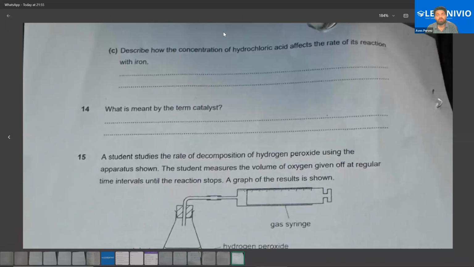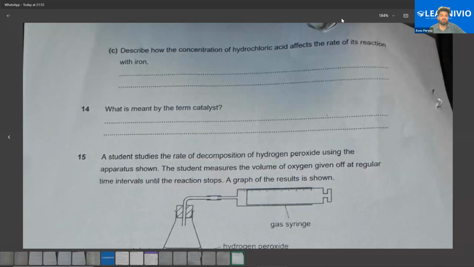The rate will be faster, because hydrochloric acid is not produced in the product, it is in the reactant. So when it is in the reactant, you can see that if you are having Fe plus HCl, you will give FeCl3 plus hydrogen gas. So if you increase the concentration of the reactant, the faster will be the rate of reaction.